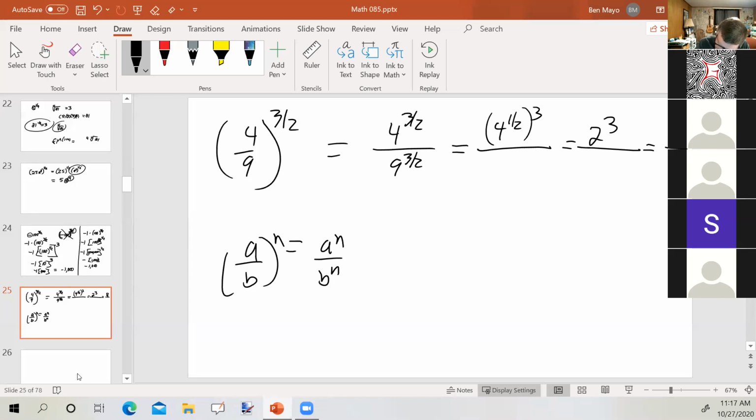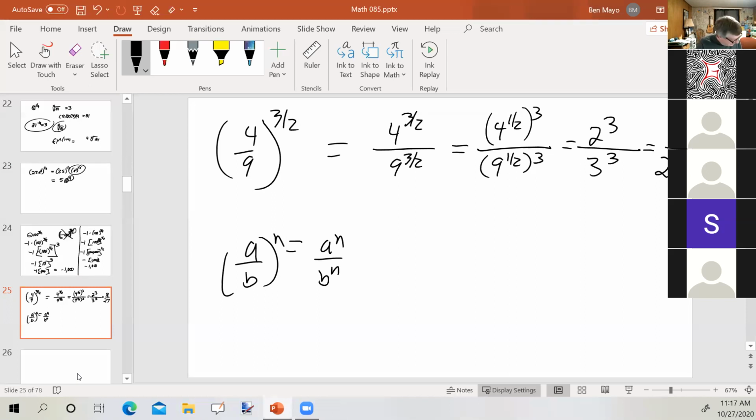9 to the 3/2 power. Let's take the root and then cube it. What's the square root of 9? 3. And what's 3 cubed? 27. Good job. There you go. I stalled as long as I could.